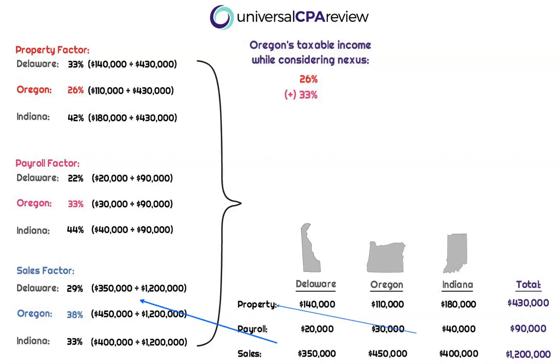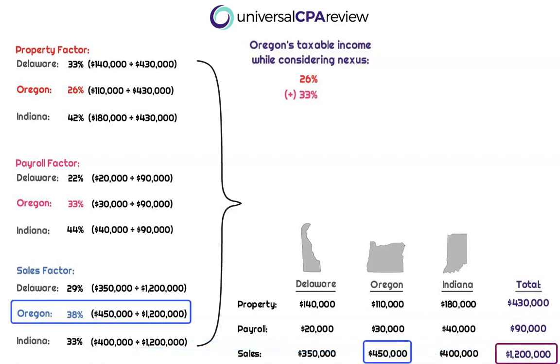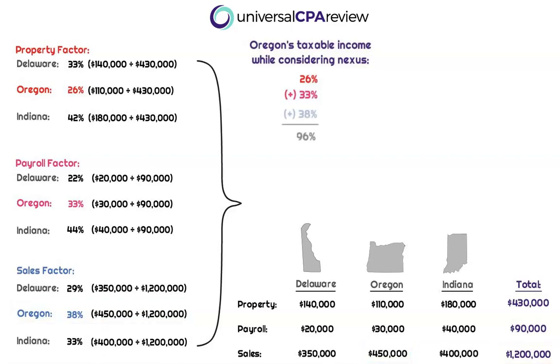Delaware is going to shake out 29%, right? $350,000 divided by $1.2 million. Indiana, 33%. $400,000 divided by the total of $1.2 million. Okay, and again, Oregon, we're going to take $450,000 divided by $1.2 million to give them a sales factor of 38%. So now we could calculate Oregon's total taxable income while considering nexus.